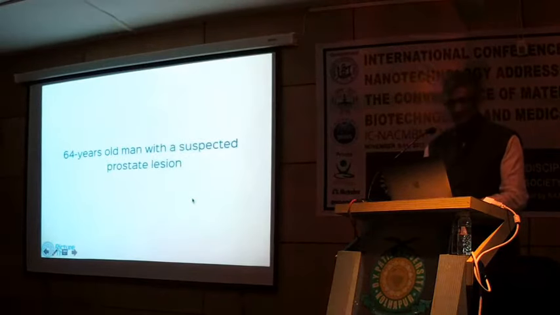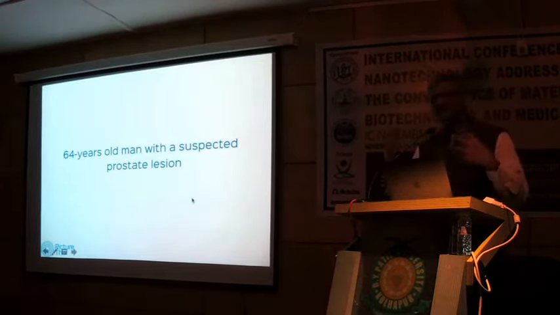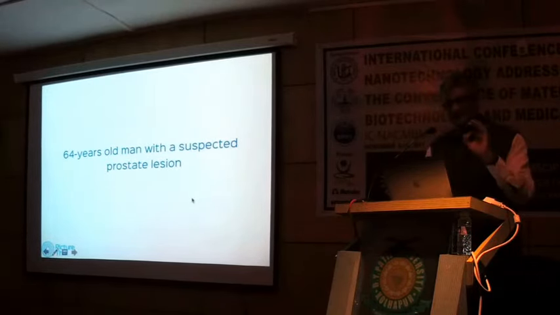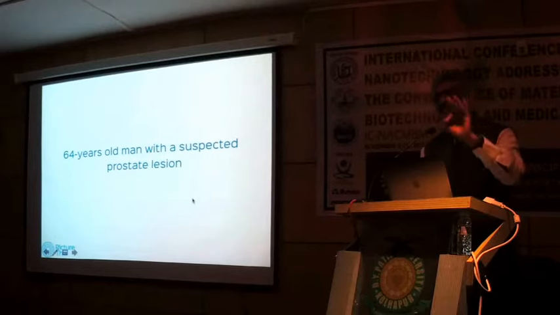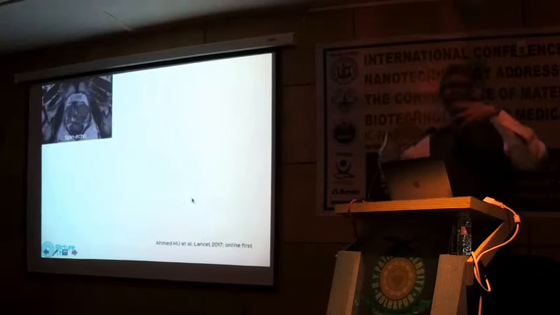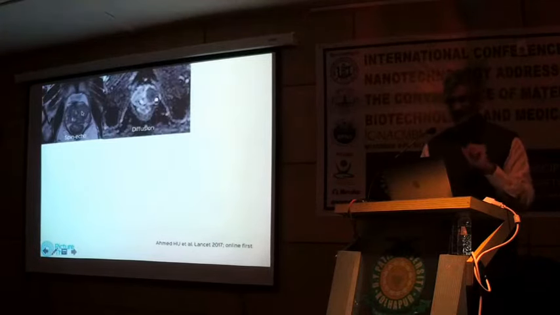To put all of this together, right, everything that we've spoken so far, let's look at one case. This is a 64-year-old man with a suspected cancer of the prostate. So we've done everything that we've already talked about. This is an MRI where we've done a routine study that shows some abnormal area on the left side.